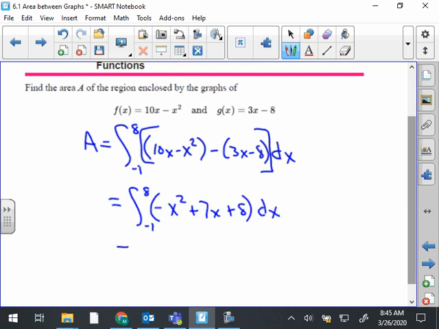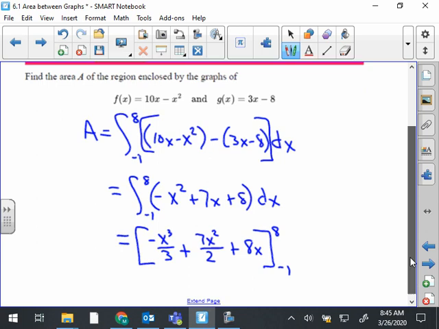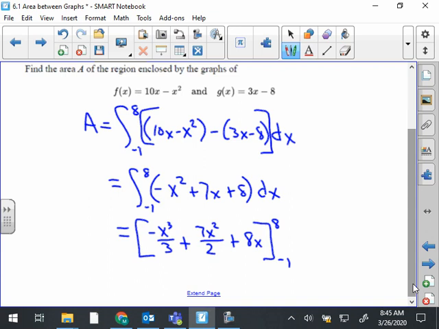And now we can just take the antiderivative here of each of these. So I would get negative x cubed over 3 plus 7x squared over 2 plus 8x. And we want to evaluate that between negative 1 and 8. Okay, so let's do that.